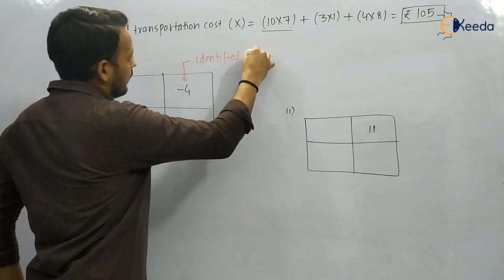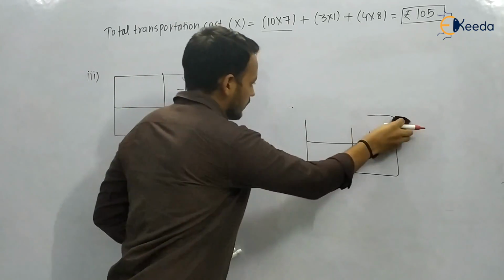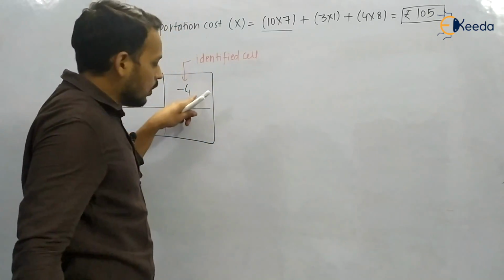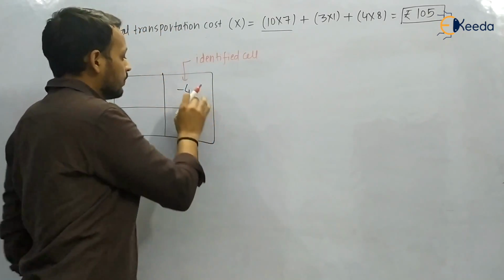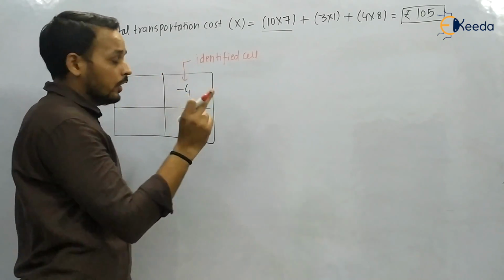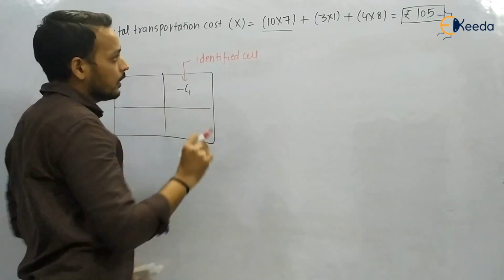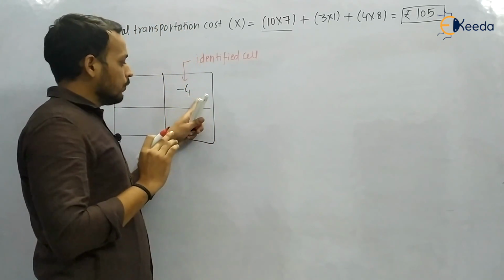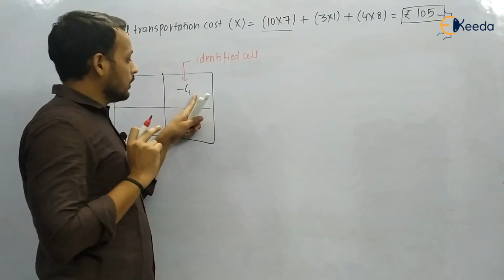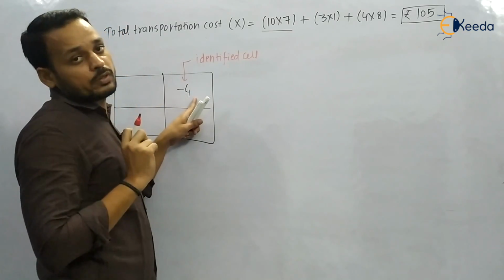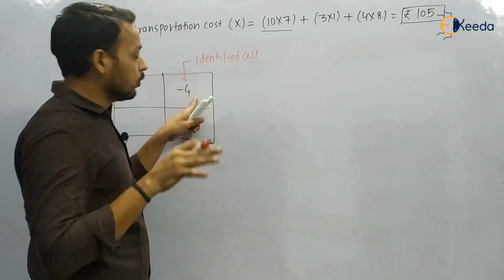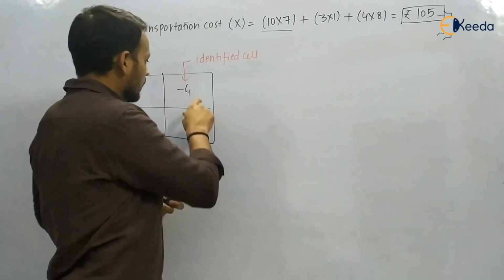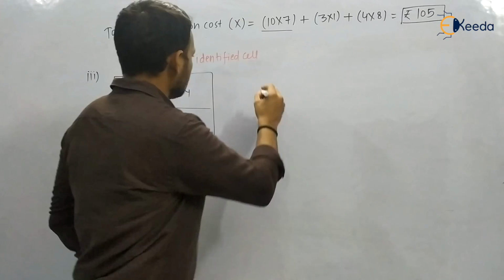Okay, this is our identified cell. So what we have to do is make some allocations here. If you are going to provide 1 unit, then your cost is going to decrease by 4 rupees. This minus 4 means if you provide 1 unit here, then your cost is going to decrease by 4 rupees. If you provide 2 units, then your cost is going to decrease by 4 into 2, 8 rupees. So we will provide some units here.